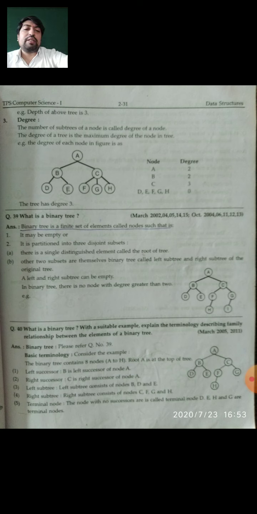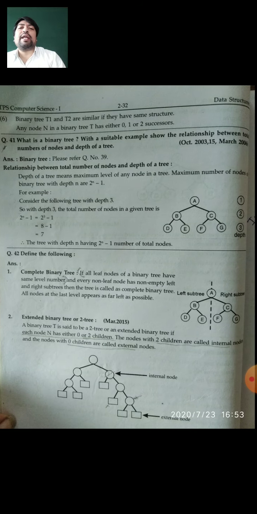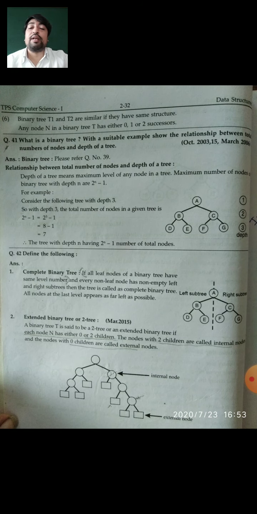What is the left subtree? B, D and E is the left subtree, and what is the right subtree? C, F, G and H is the right subtree. Terminal node, what is the terminal node? The nodes that are the last nodes of a tree, that are D, E, H and G. D, E, H and G are the terminal nodes of the tree. So we can directly write the description of the binary tree in an easy way.